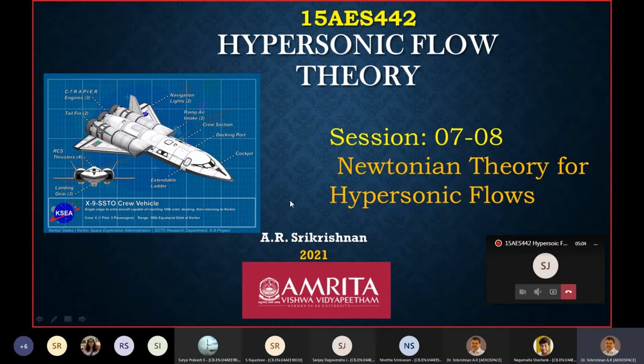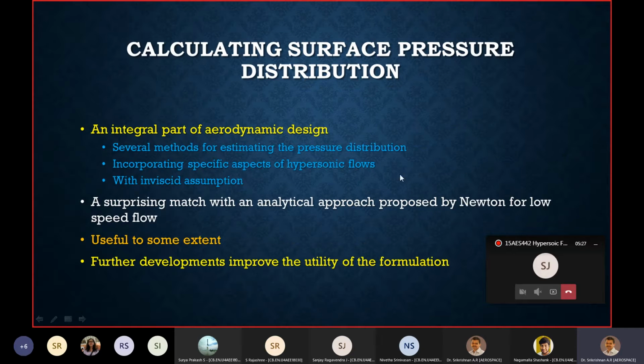So what we are going to try to examine here is what is Newton's theory and how it can be applied to hypersonic flows, and why it becomes surprisingly applicable to hypersonic flows. And we will also touch upon some of the applications of it, how we can make use of them in hypersonic flows. So that's the agenda for this session, and probably the next one also.